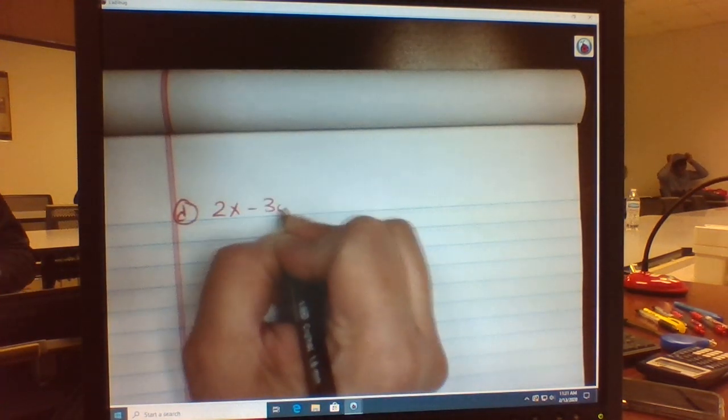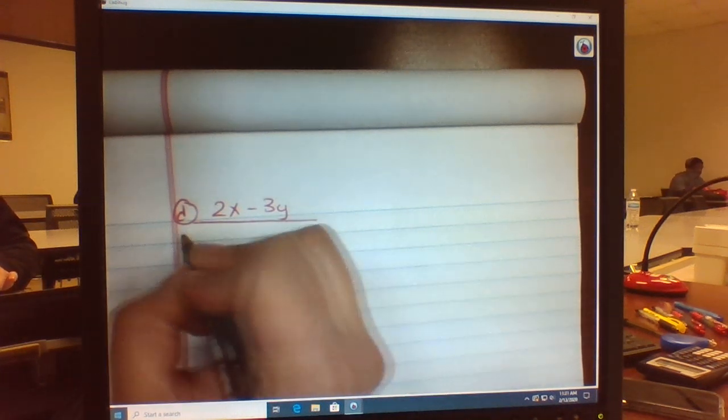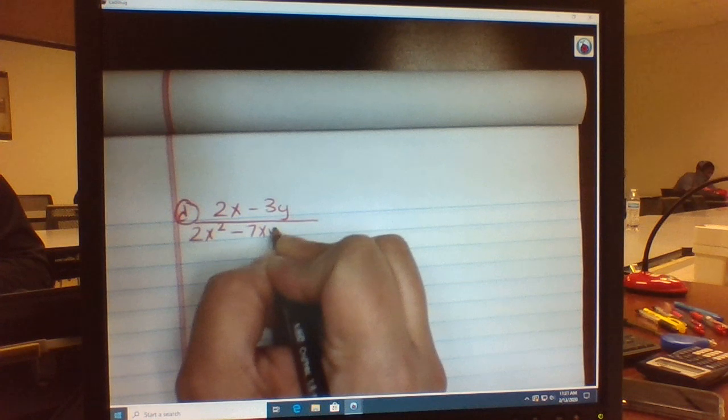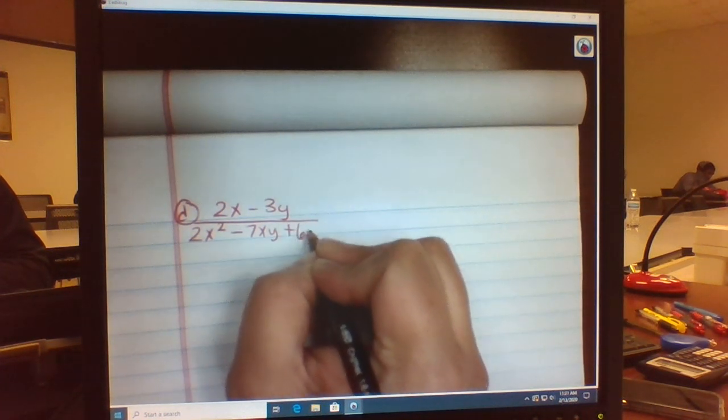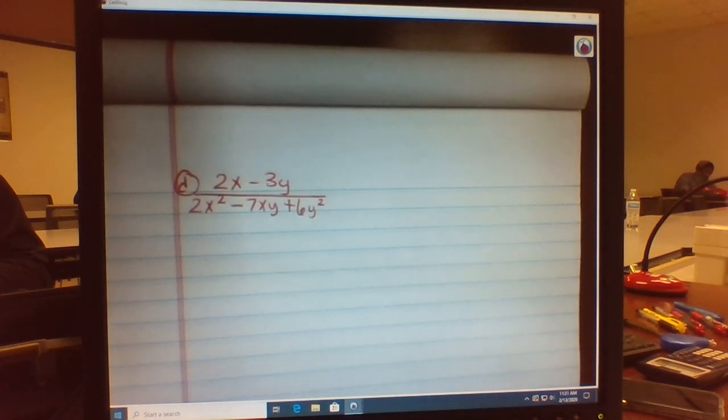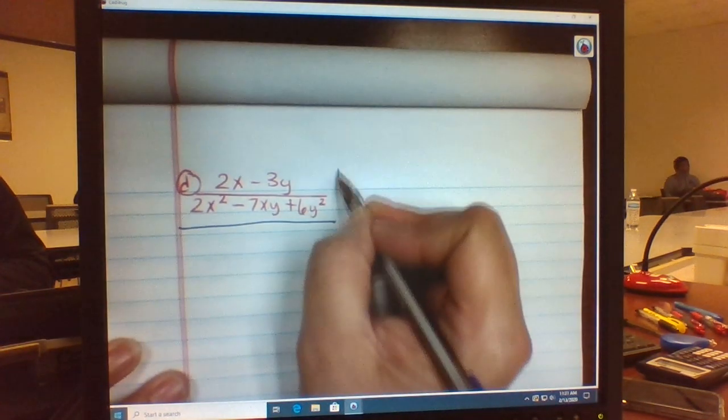2x minus 3y over 2x squared minus 7xy plus 6y squared. When you look at this problem, you have a top and you have a bottom. But when you look at that top, can you factor anything from 2x minus 3y? No, so you don't have to worry about doing any work there. The only one you're going to have to do some work on is the bottom part.